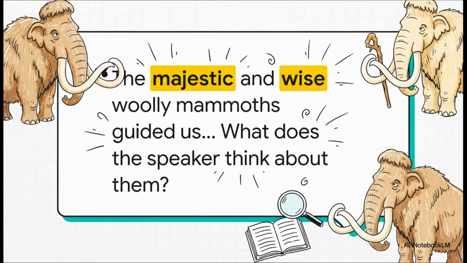So during this shared reading time, you're really acting as the guide on the side. After you read a key sentence, you just pause and you ask these targeted questions. A prompt like this one doesn't give away the answer. It pushes students to look closely at specific word choices, like majestic and wise, and make their own inference.